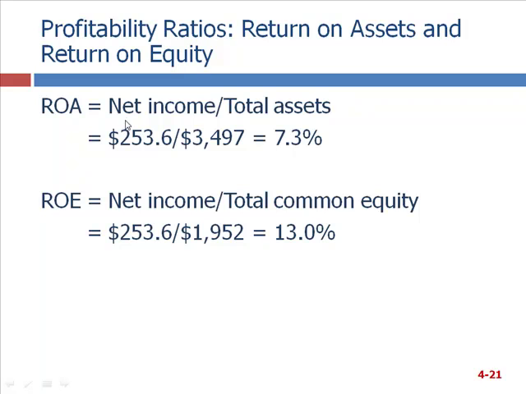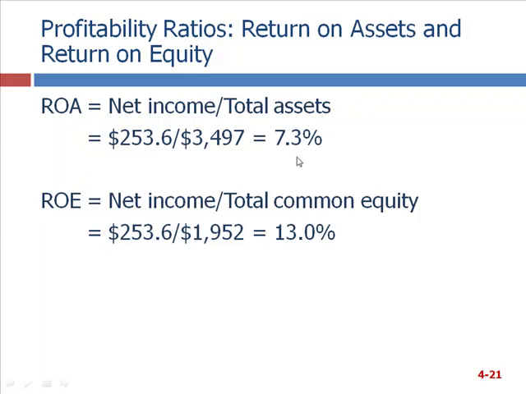And in this case, we would take the net income from the income statement, of course. It's about $253,000 or $254,000, and divide by the total assets from the balance sheet. When we do that, we get about 7%, 7.3% to be exact.